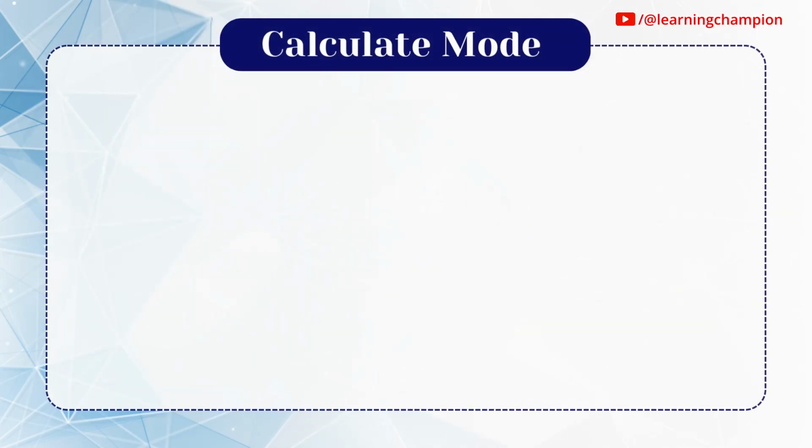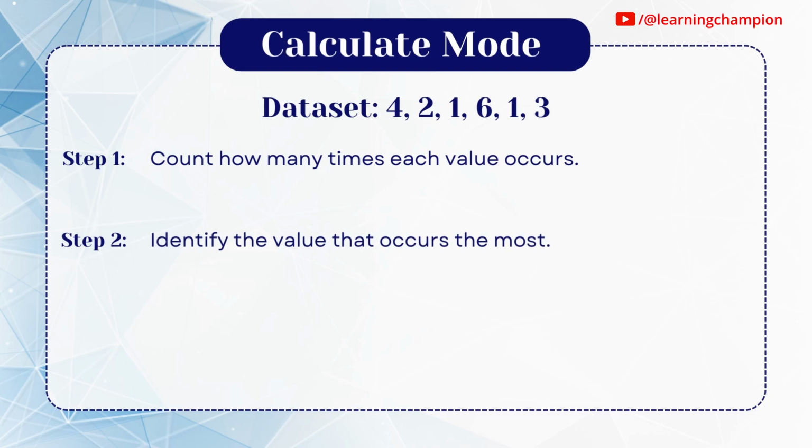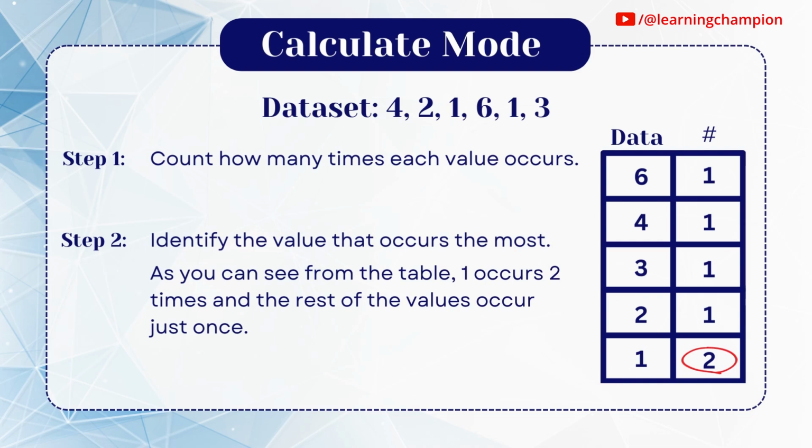Now let's see how to find the mode of this dataset. Step 1 is to count how many times each value occurs. Step 2 is to identify the value that occurs the most. As you can see from the table, 1 occurs 2 times and rest of the values occur just once. Hence, the mode of this dataset is 1.